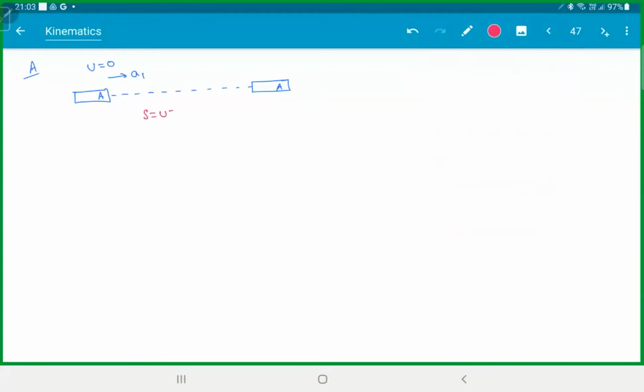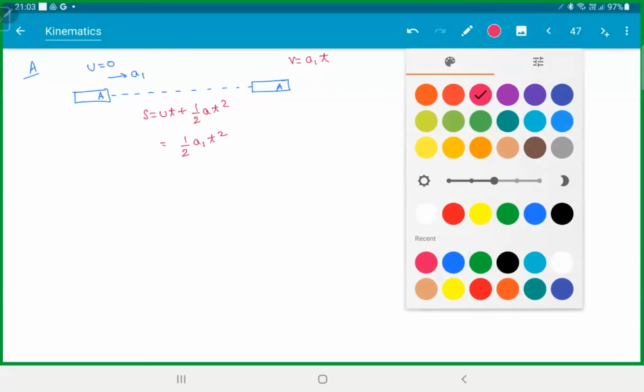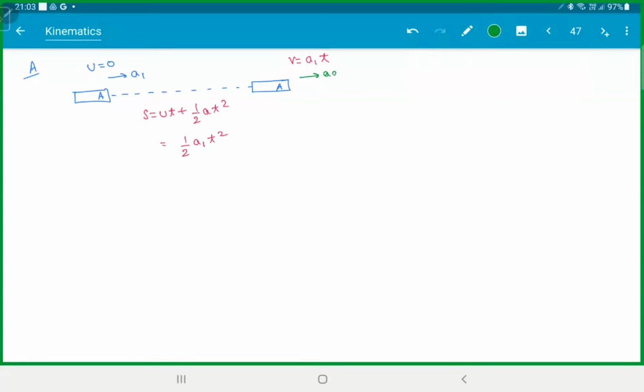We are using the formula S equals ut plus half at square. The initial speed is 0, so this would be half a1 t square. Now, the mistake you guys are making, people who got 1:1, is this. Will train A come to rest here? Train A will have maximum speed here, a1t, and now your acceleration has become a2.